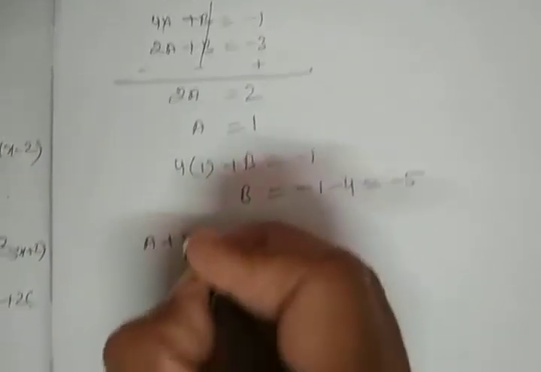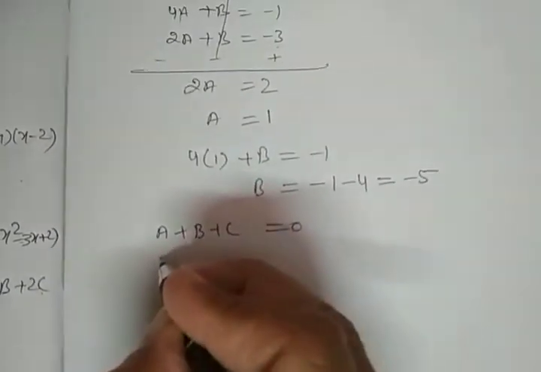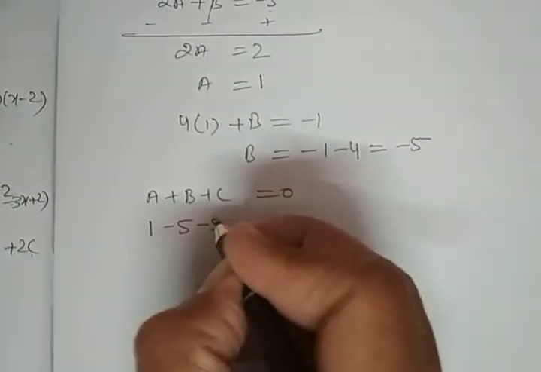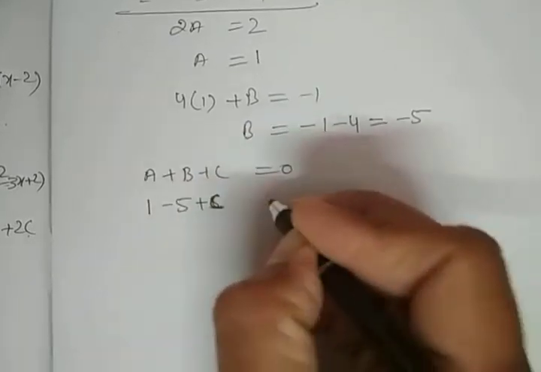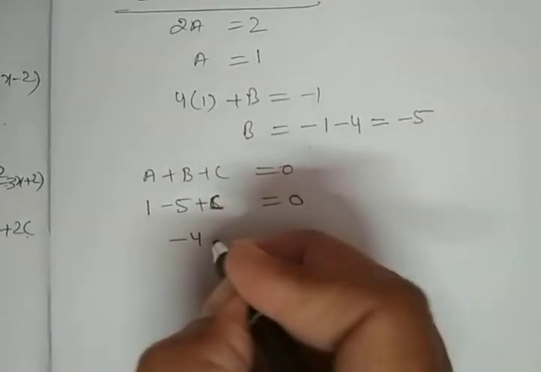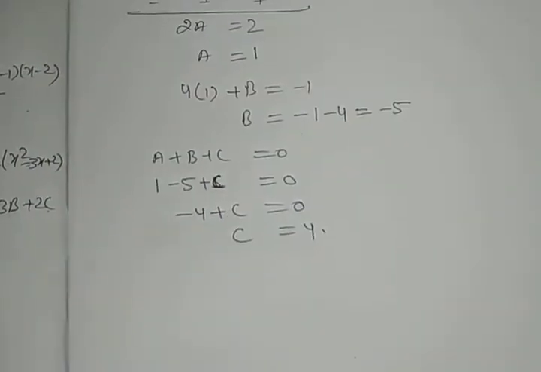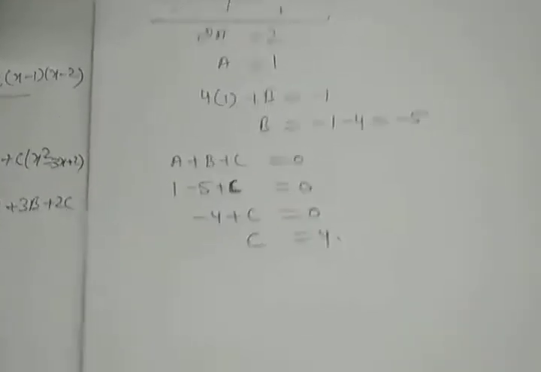Now A plus B plus C is equal to 0, A is 1, B is -5, plus C is equal to 0. Then -4 plus C is equal to 0, then C is equal to 4. So we have got the values of constants A, B and C.